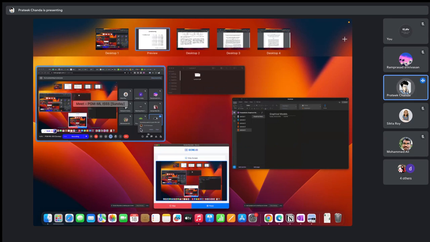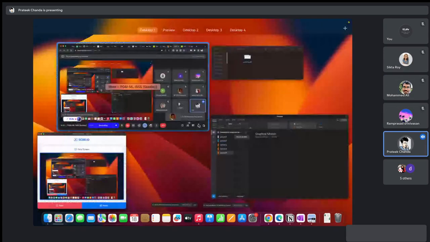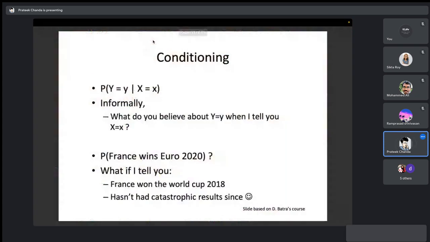So that's the idea. And so what do we mean by conditioning? From a Bayesian view, we mean what do you believe about the event capital Y equal to y when I tell you about the event X. An example can be: what is the probability that France wins Euro 2020? It's not a conditional, but if I give you preconditions like France has won the World Cup in 2018, and they haven't had any catastrophic results since, can you predict whether they win Euro 2020?